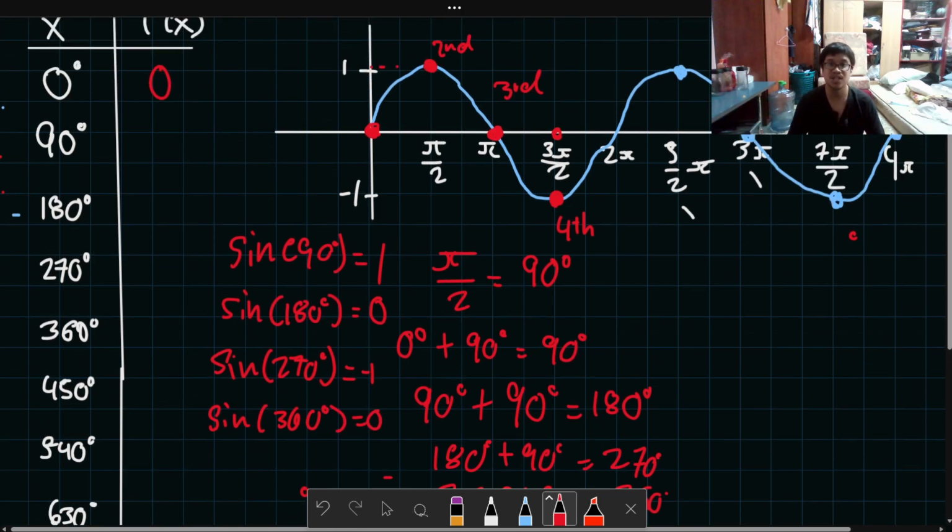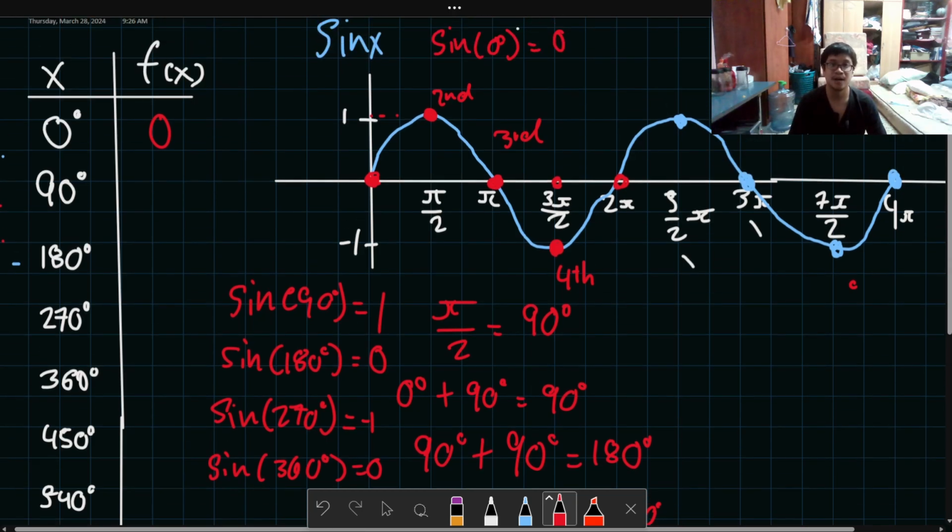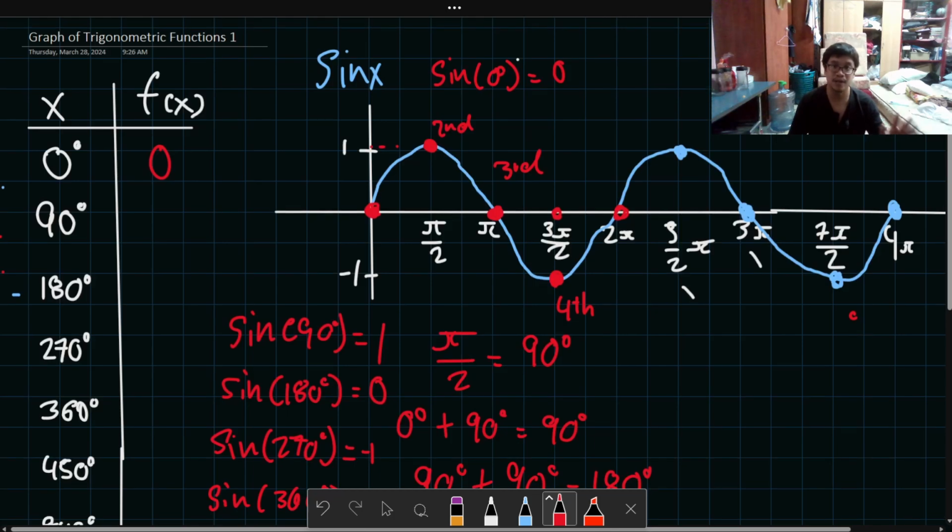360 degrees is just the same as 2 pi, so it's located here, right? And the fact that it's 0, that means the point is actually here. This is the fifth key point, right?